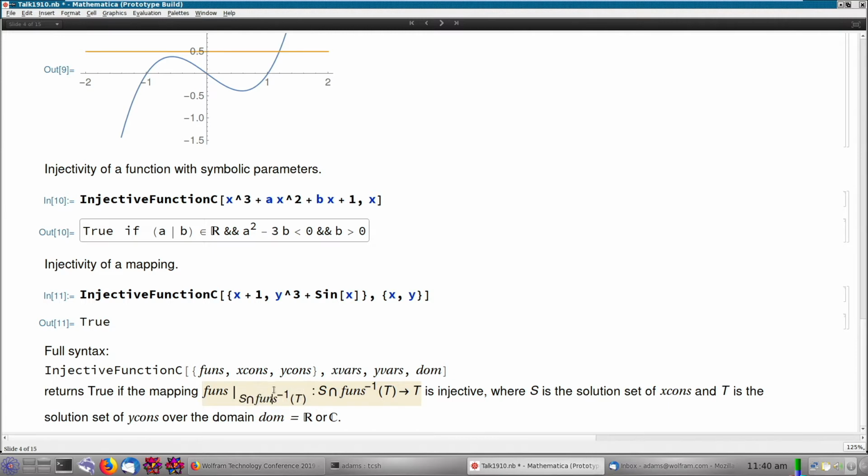So S is the solution set of conditions for x. T is the solution set of conditions for y. And we take the intersection of S with the inverse image of T. And the mapping goes into T. So the solutions of y coordinates, and that's where the mapping is supposed to be injective or surjective or bijective. It's the same syntax.